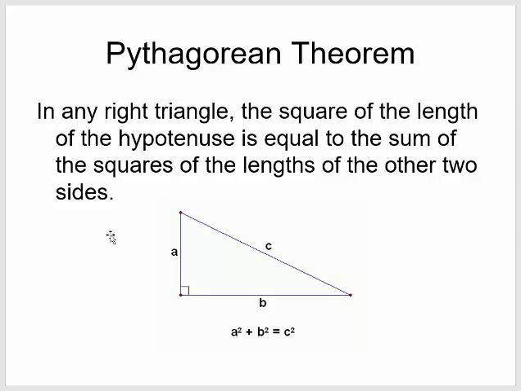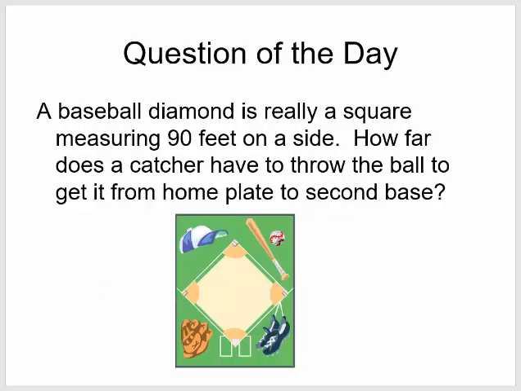Okay, so what I want to do now is walk you through two quick problems using this Pythagorean theorem. I'm a baseball fan, so we'll start with this. A baseball diamond is really a square measuring 90 feet on a side. So from home plate to first base is 90 feet, first to second is 90 feet, second to third is 90 feet, and third to home is 90 feet. How far does a catcher have to throw the ball to get from home plate to second base?